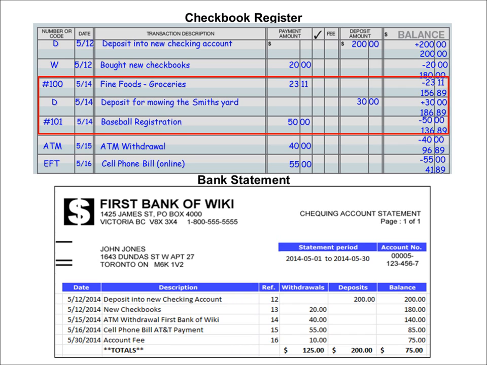When we look at our bank statement, we see one item that does not appear on our checkbook register. That happens to be on May 30th. We have an account fee of $10. It's not on our checkbook register, so that's another missing item. So now, let's start balancing our checkbook.